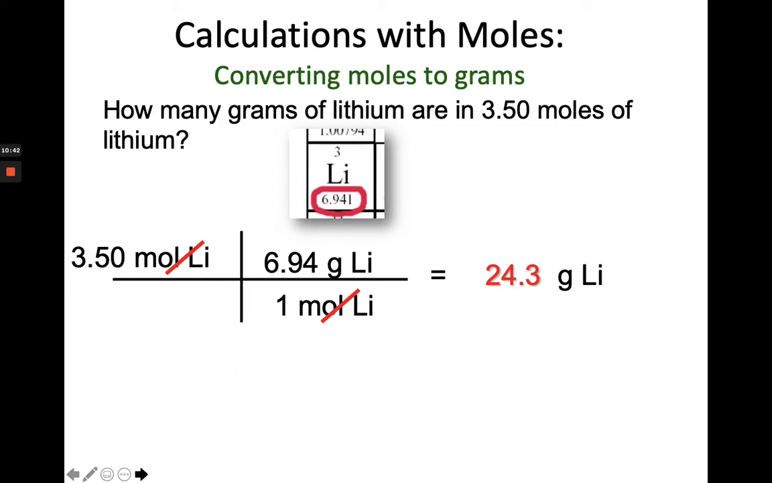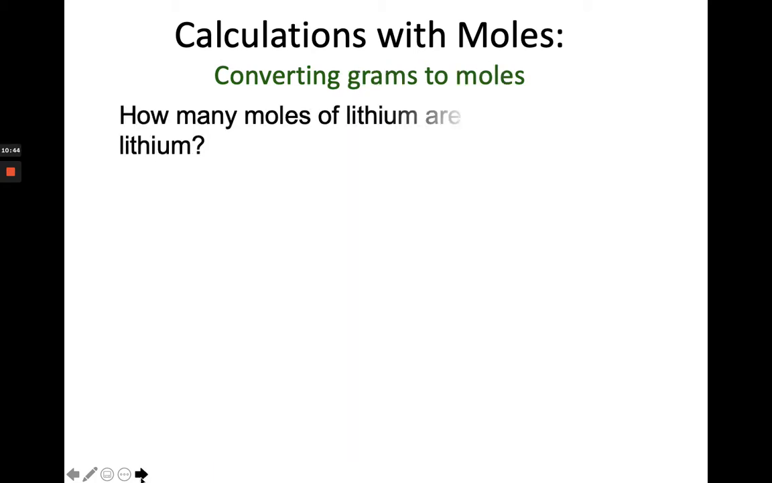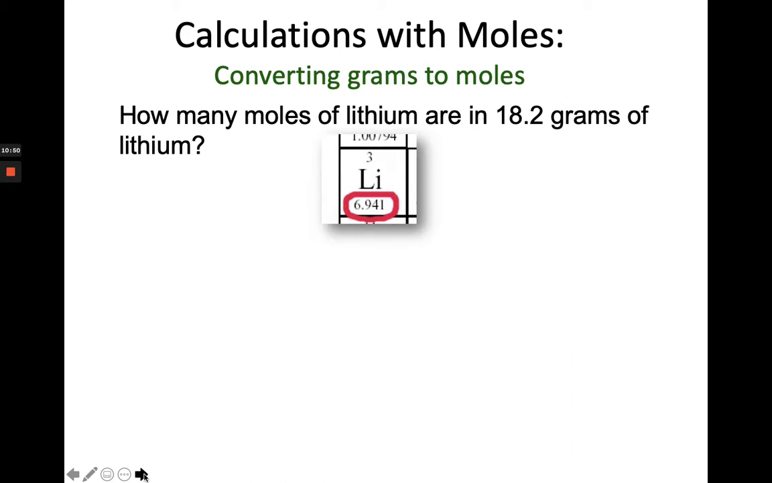Okay, 3 sig figs. All right, let's do another one. How many moles of lithium are in 18.2 grams of lithium? So again, we know 1 mole of lithium is equal to the atomic mass in grams of lithium, which is 6.941. We got that from the periodic table. And we're going to set up our T-chart.